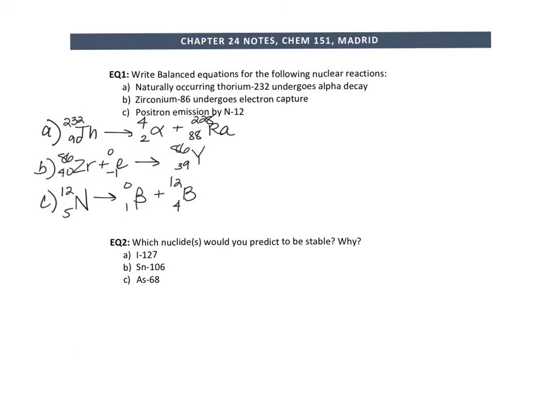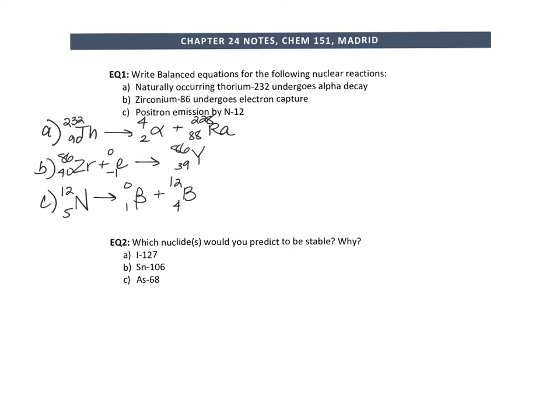All right, same thing with B, except electron capture. We have zirconium-86. Zirconium has 40 protons according to the periodic table. It captures an electron, which yields yttrium with 39 protons, because 40 minus 1 gives 39. There's no change in the number of nucleons, so it has a total of 86 nucleons.